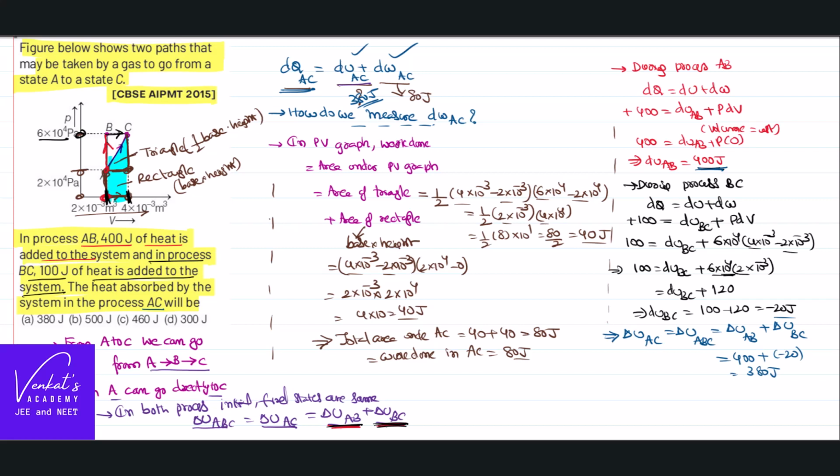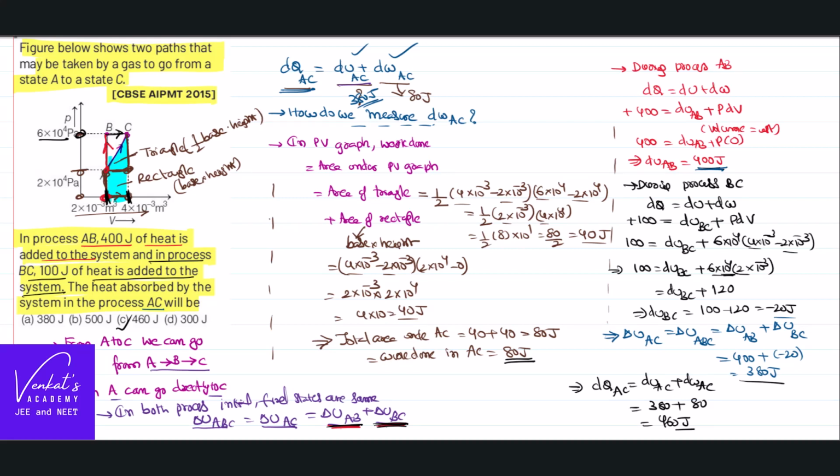It implies the heat supplied during the process AC is the change in internal energy during AC plus the work done during AC. The change in internal energy during AC, we found as 380, and the work done in the process AC we have already calculated as 80. 380 and 80 is 460 joules, which is the answer for the problem, right? So it's quite a lengthy problem, at least while I'm explaining. So I want you to follow carefully.